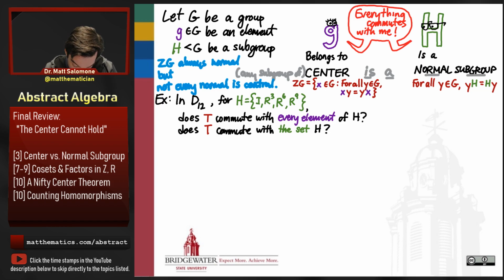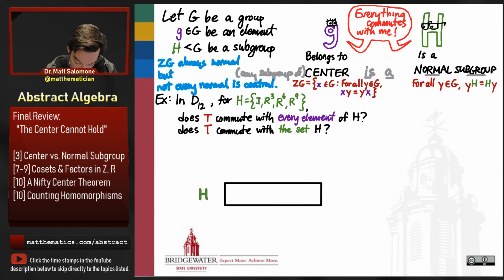And to do that, I'm going to go back to the sort of rows by columns picture that I tend to fall back on a lot in these conversations. So in a row here, I'm going to list the elements of my subgroup. Call it H. My elements are I, r to the third, r to the sixth, and r to the ninth.